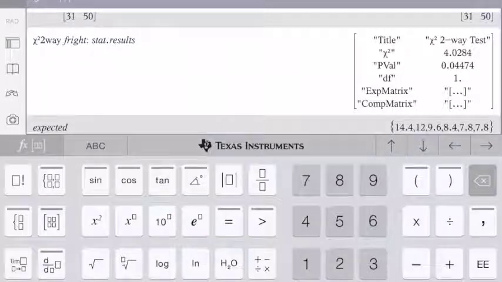Okay, again, I'm glossing over all the details, but I wanted to get you the idea. All right, we'll have plenty of practice of this in class.